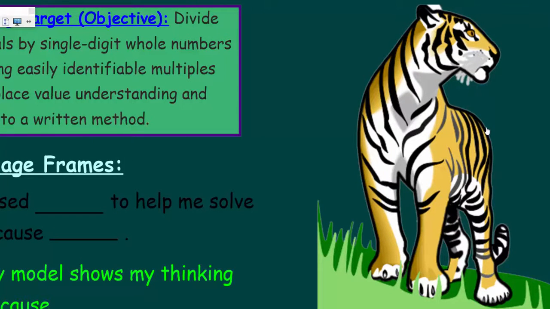It is a tiger. Oh my goodness, and he's looking off like he's looking for some prey, possibly. What a great feature animal of the day.